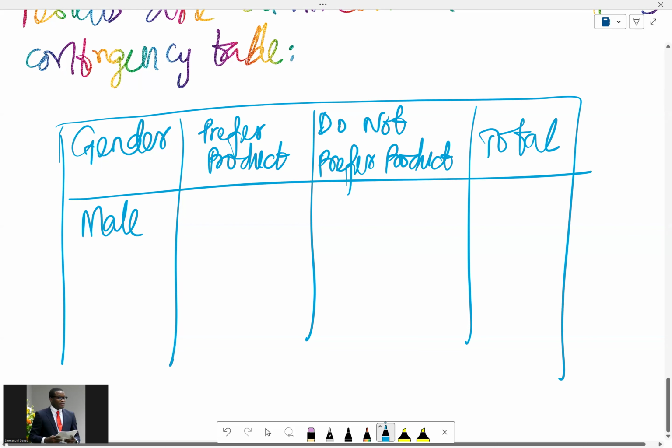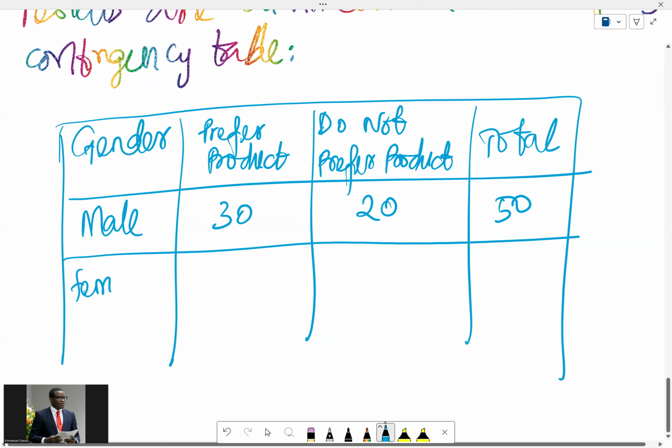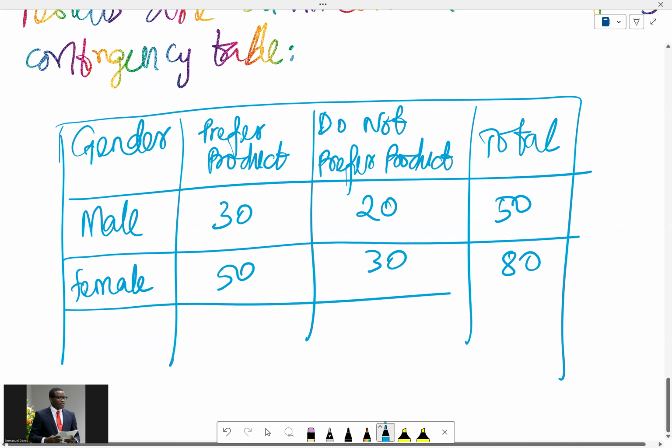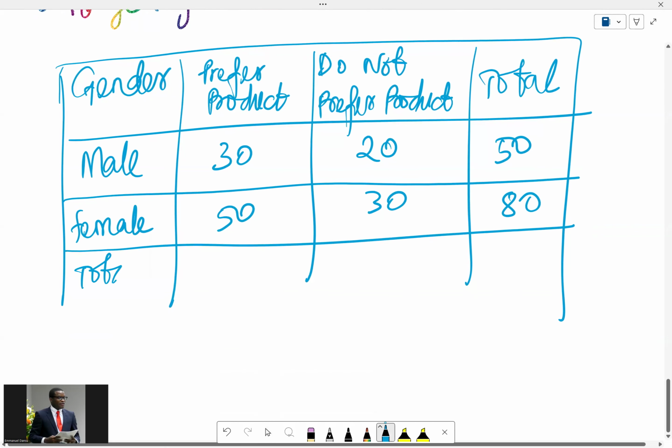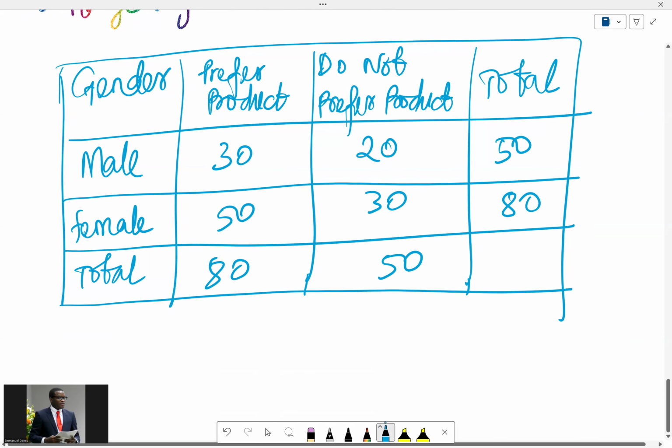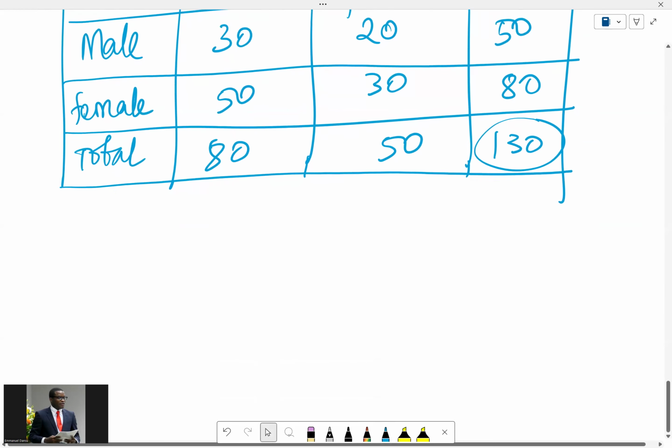So we have male. Male, you have 30 male that prefer the product, 20 that do not prefer the product, and total is 50. And then we have female, gender. Then 50 prefer the product and 30 do not prefer the product. Total is 80. Then we can do totals for each gender like that. So those who prefer the product, they are 80. Those who do not prefer the product, they are 50. While the male are 50 and female are 80. So across the groups, 80 plus 50 is 130, 50 plus 80 is also 130. Okay, let me write that 130 and put it in a kind of circle. So that's the contingency table from the research.